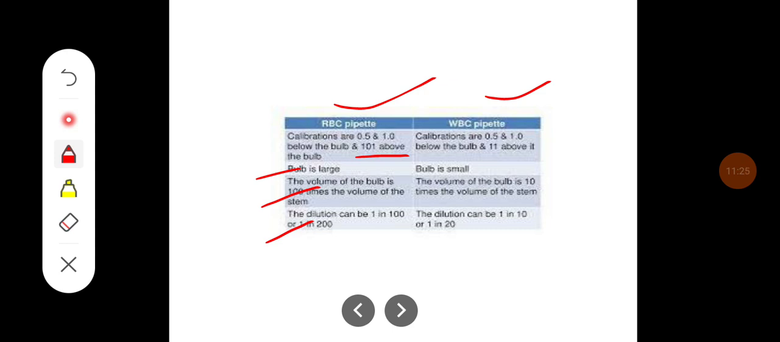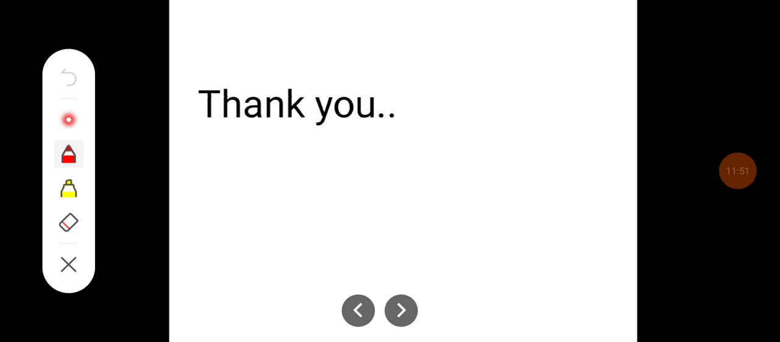Similarly, in the WBC pipette, the calibrations are 0.5 and 1 below the bulb and 11 above it. The bulb is small here and it contains a white bead. The volume of the bulb is 10 times the volume of the stem. Hence, the dilution can be 1 in 10 or 1 in 20 when you take the blood up to the mark of 1 and 0.5 part respectively. So this is in brief about hemocytometry and its principle. Thank you.